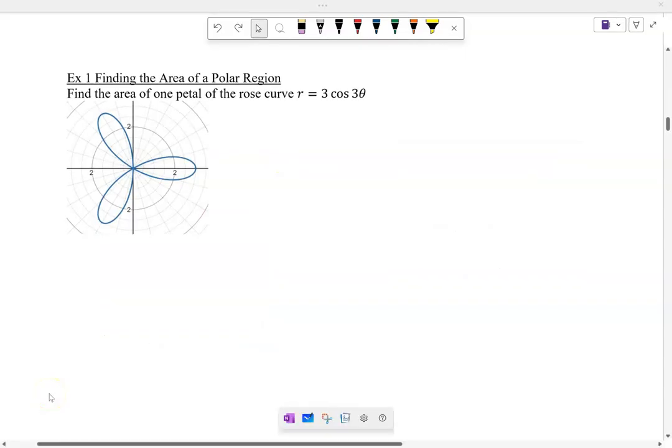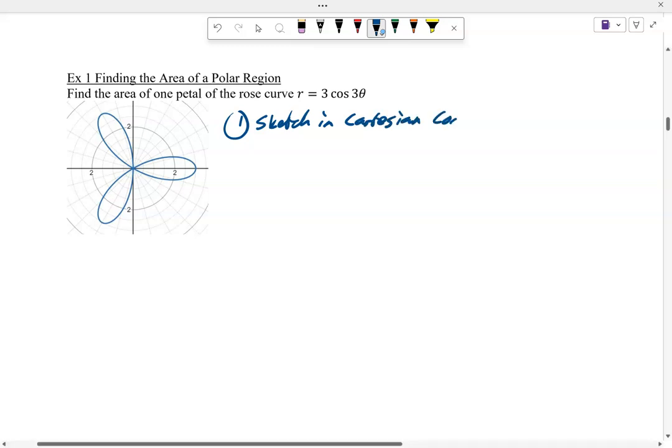All right, so now we're going to go ahead and find the area of a swept out region. In this case, we've got a rose curve, but we're just going to find the area of one petal of that. I want to walk you through sketching this if you did not have the graph. The first thing I would do is sketch it in Cartesian coordinates first.